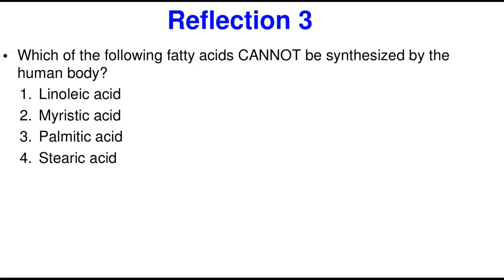Now, we'll finish with two reflection questions. It says, which of the following fatty acids cannot be synthesized by the human body? I told you there are two of them, the linoleic and the linolenic. And if you look at this, myristic, this is saturated, we can produce this, we can produce all these saturated ones. So the answer is what? Linoleic. We go to the next problem.